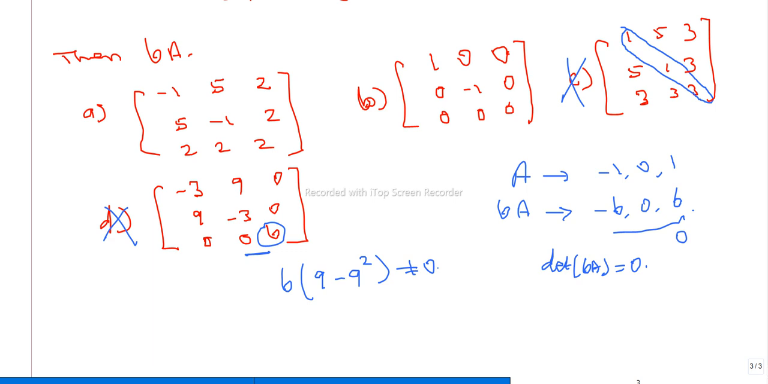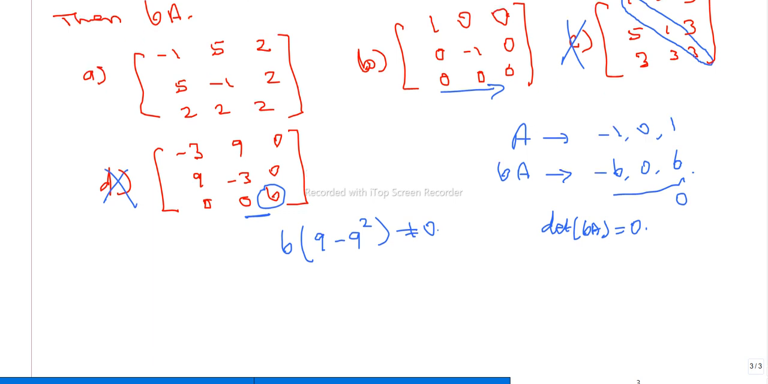But if I look at this for option A, because for option B the determinant is 0. Because we have a 0 row or 0 column, a matrix containing either a 0 row or 0 column has determinant 0. Anyway, the determinant of B is 0. Now we have to find the determinant of A. Quickly, if it is non-zero, we can omit that one.